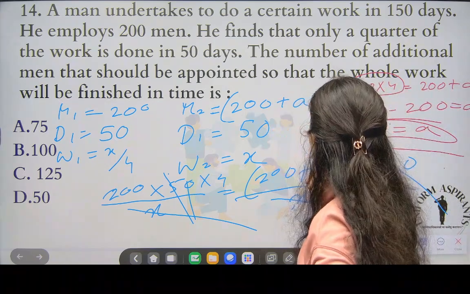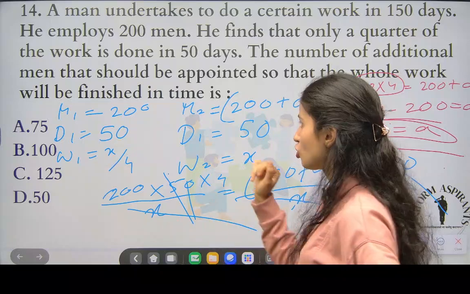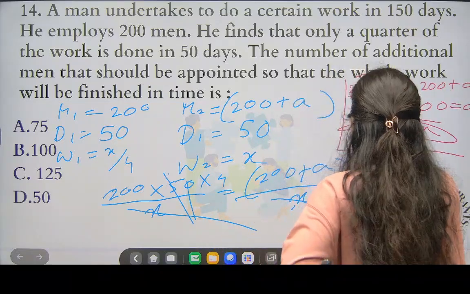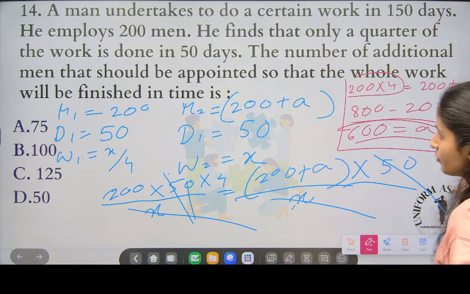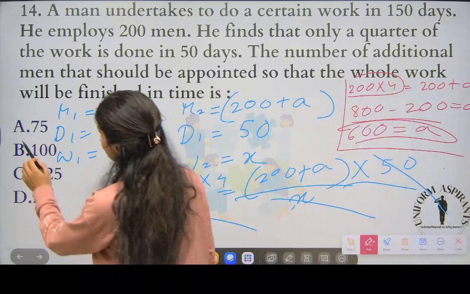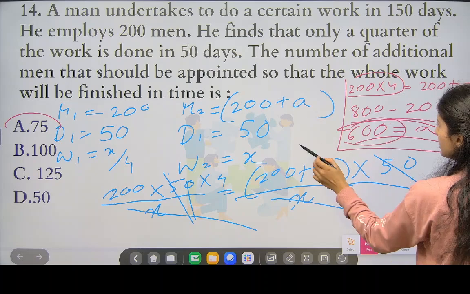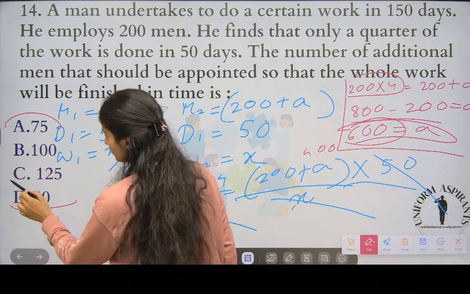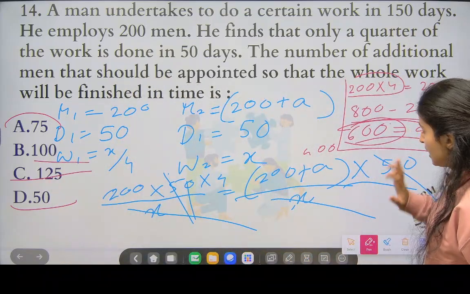He employs 200 men. He finds that only a quarter of work is done. Yes, we have taken x by 4, that's why it is a quarter of work. The work is done in 50 days. The number of additional men that should be appointed so that the whole work will be finished in time. So your option. Now how many men were there? How many should be there? 4. But is there? No. But this has to be done like this.